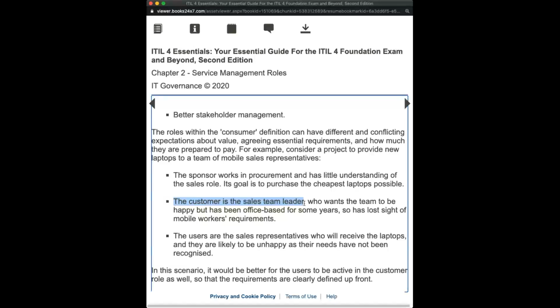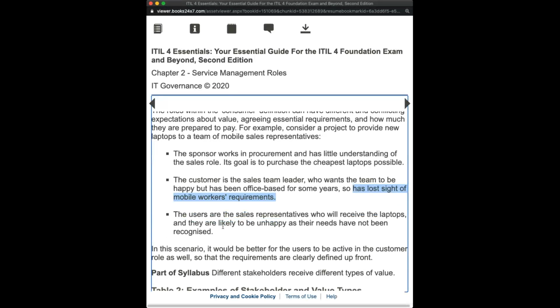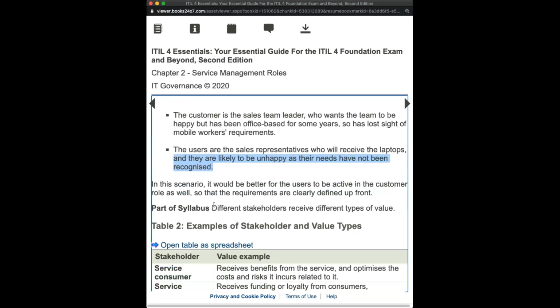Next, the customer is the sales team leader because he is the person who wants the team to be happy, but has been office based for some years and has lost sight of the mobile workers' requirements. So even the boss doesn't know what the sales representative needed in the field, meaning when they go outside to meet customers, right? So the user, the last one to really get the product, is the sales representative, right? They will be the one to receive the laptop, and because again they didn't ask what the user really wants, they are likely to be unhappy.